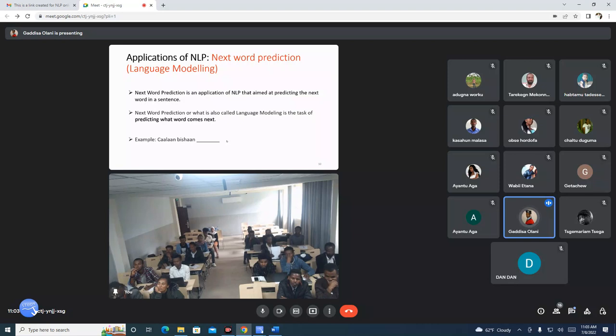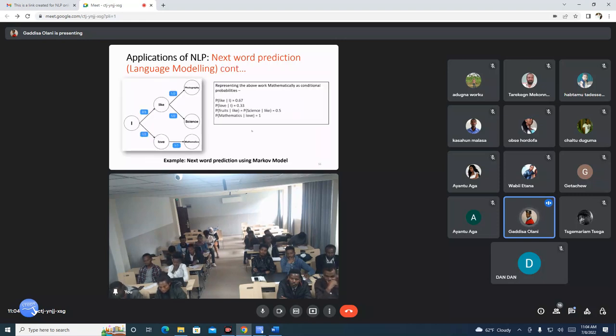Just like predicting what comes next. Of course, numerous works have been done for the English language. Like Gmail, it automatically shows the next word prediction as you write, and if you press tab it completes automatically. The same thing holds in mobile applications, where chatting predicts the words you type. That's what we call next word prediction.